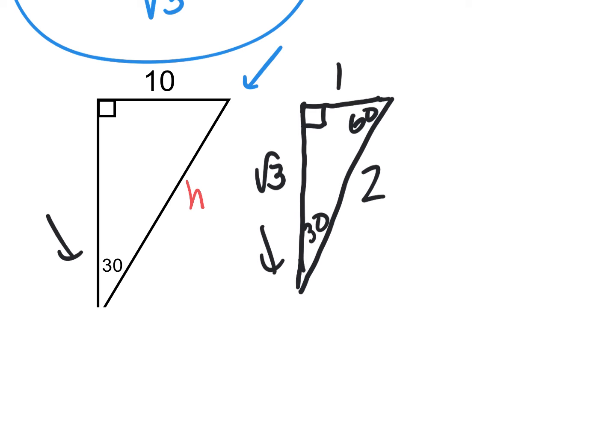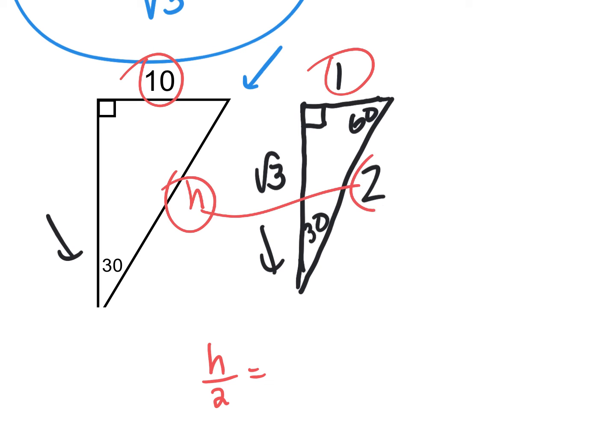You start with the h and you say h is to 2 like, and then what two other sides do I have? Oh, the 10 and the 1. So I said h is to 2 like 10 is to 1. And when you have an equation like that, it's so easy to solve it. You don't have to cross multiply.